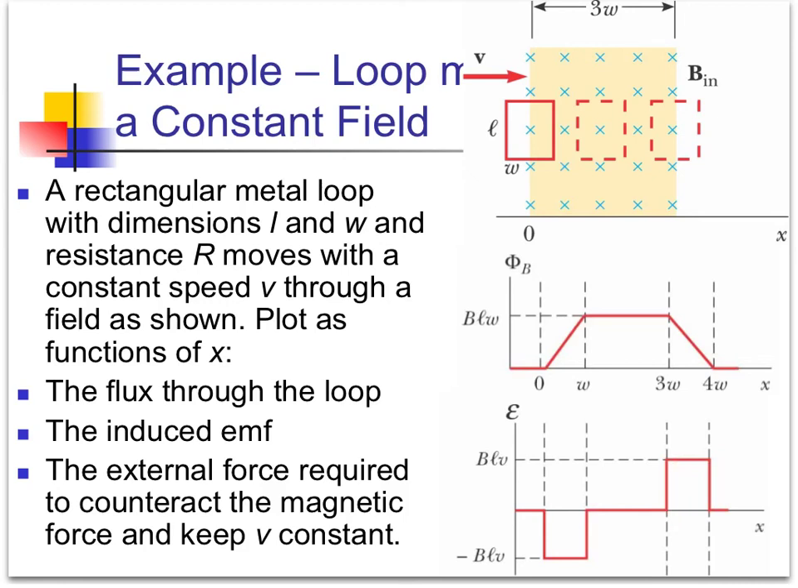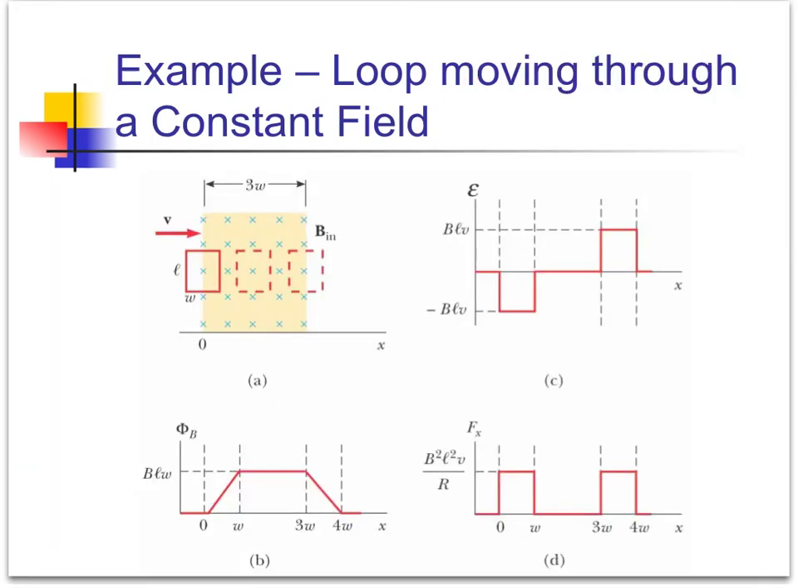So the force required to keep this moving is going to be B squared L squared V over R. While the loop is moving into the field, there's a lot of force required, and then once it's all the way in, there's 0 force required to keep it moving. It will just slide along. But as soon as it starts leaving the field, we have a force to keep it moving in this constant direction.